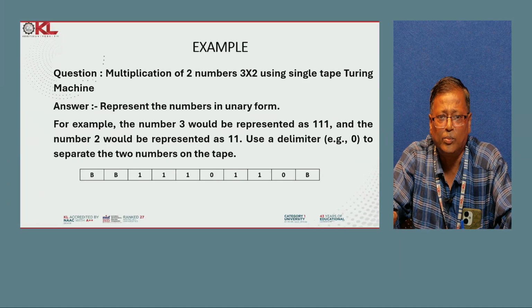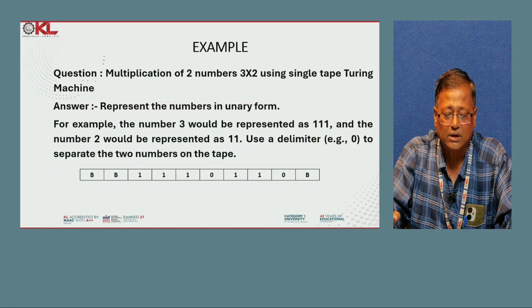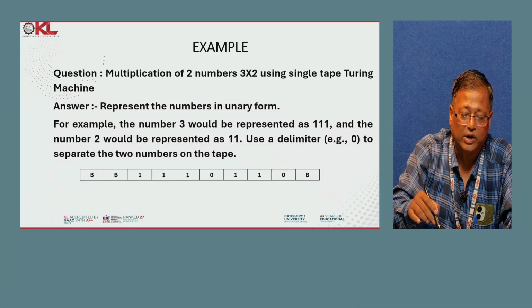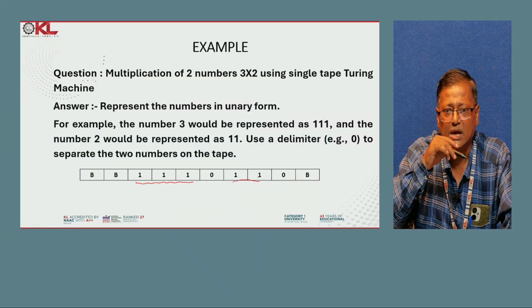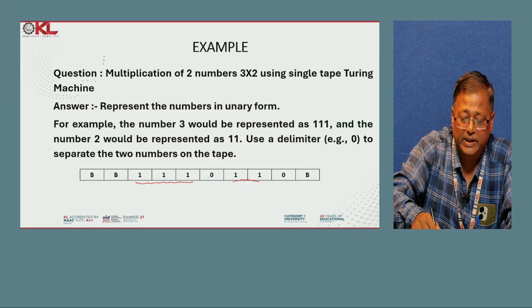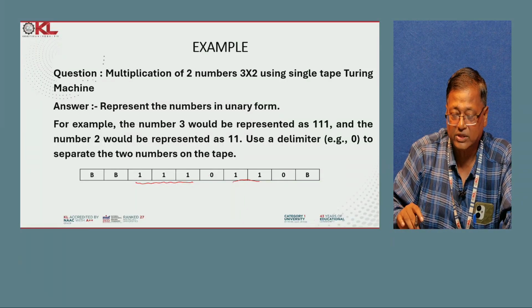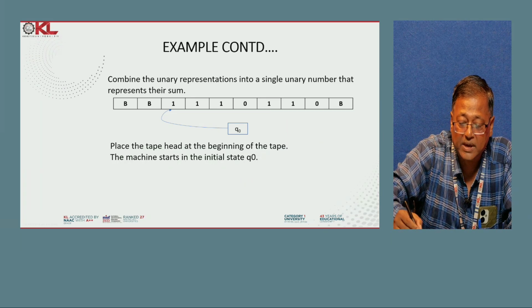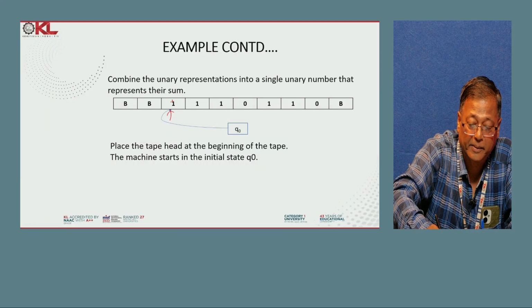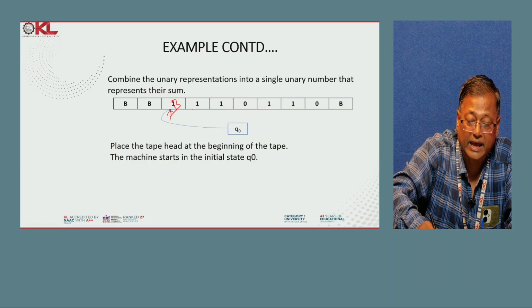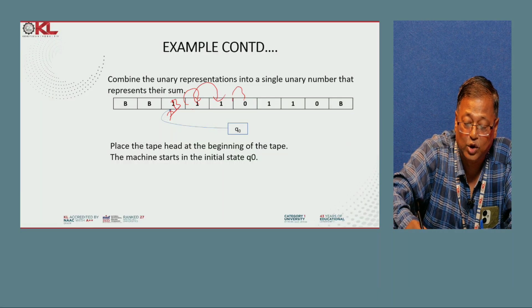Here is an example: multiplication of two unary numbers using a single tape Turing machine. Here the two unary numbers are 3 and 2. We convert 3 into three ones and 2 into two ones, separated by a 0. Our basic aim is to copy. First the head points to the first one, and I will make it blank. Then when I get another one, I go to the right. Again another one, I go to the right. Then 0, go to the right.